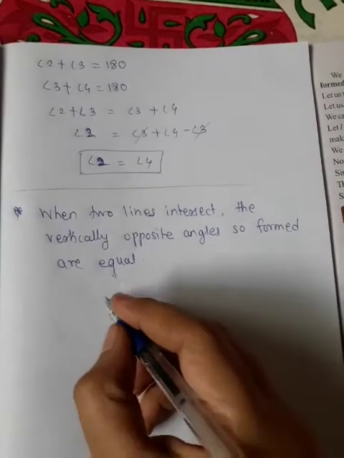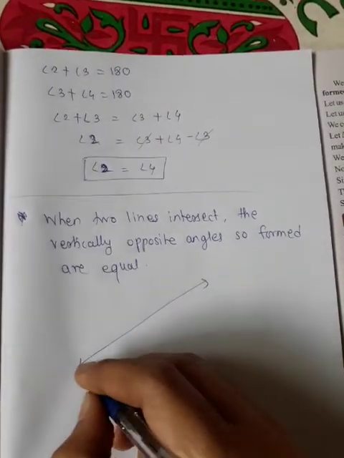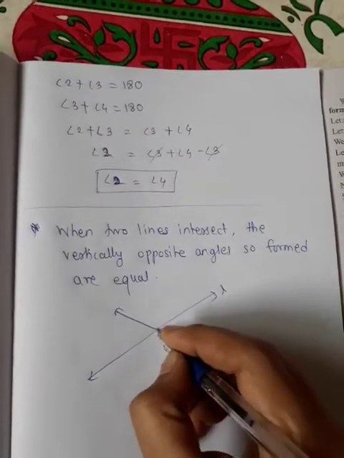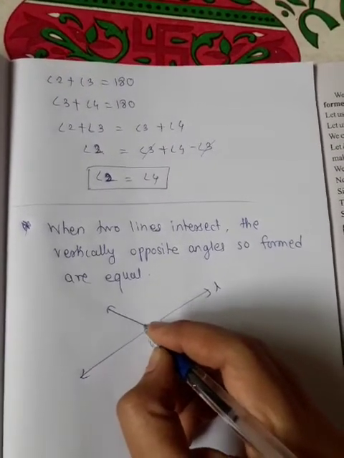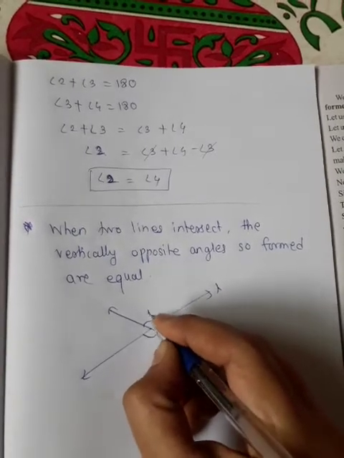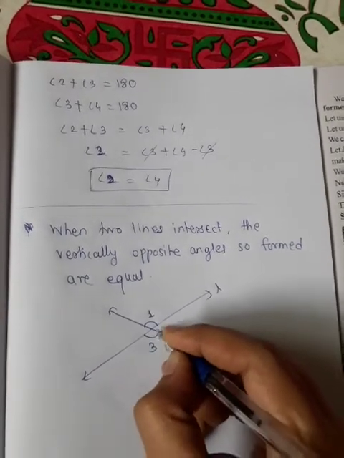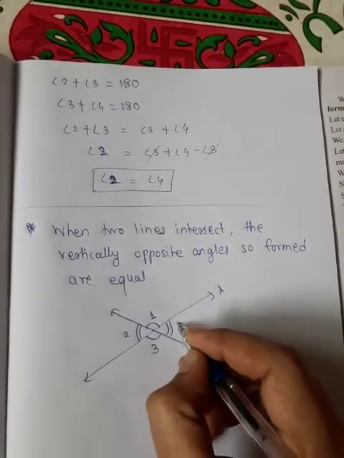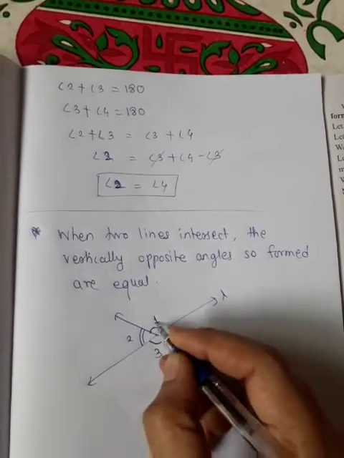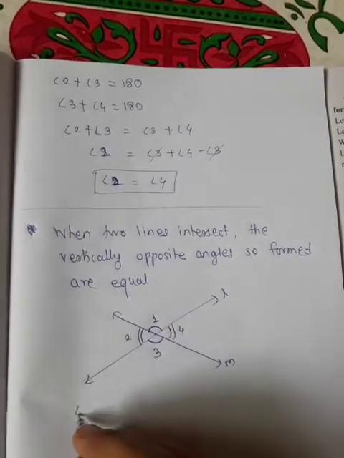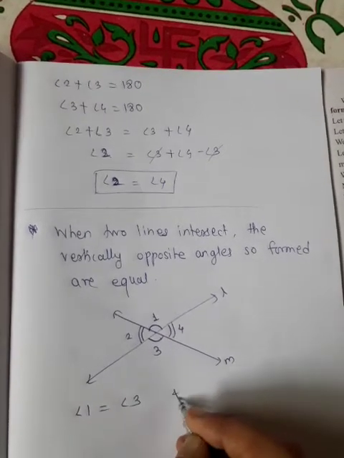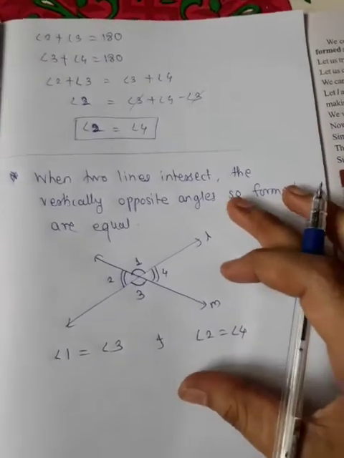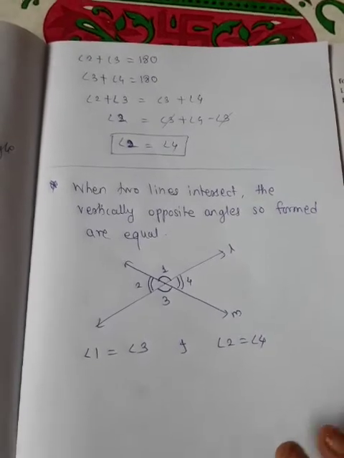See here, when two lines intersect, here line L and line M intersect, and the vertically opposite angles formed are angle 1, angle 3 and angle 2, angle 4. So the vertically opposite angles formed are equal. So here angle 1 is equal to angle 3 and angle 2 is equal to angle 4. Remember this property about vertically opposite angles.